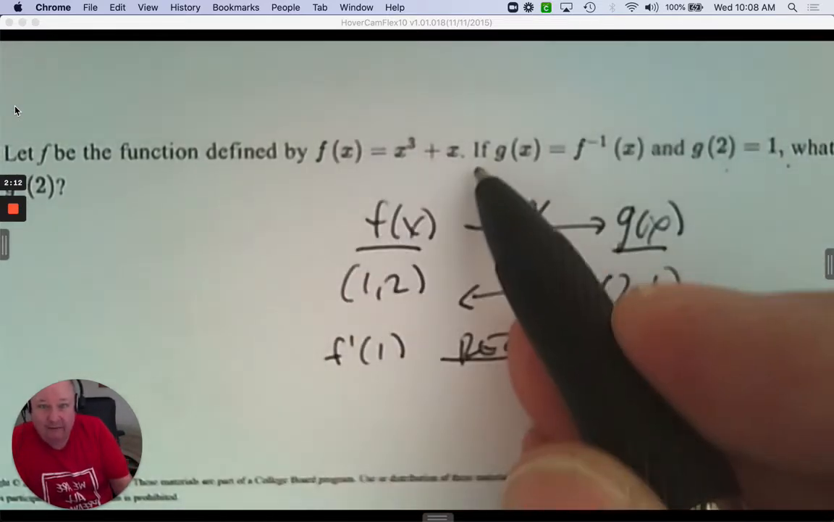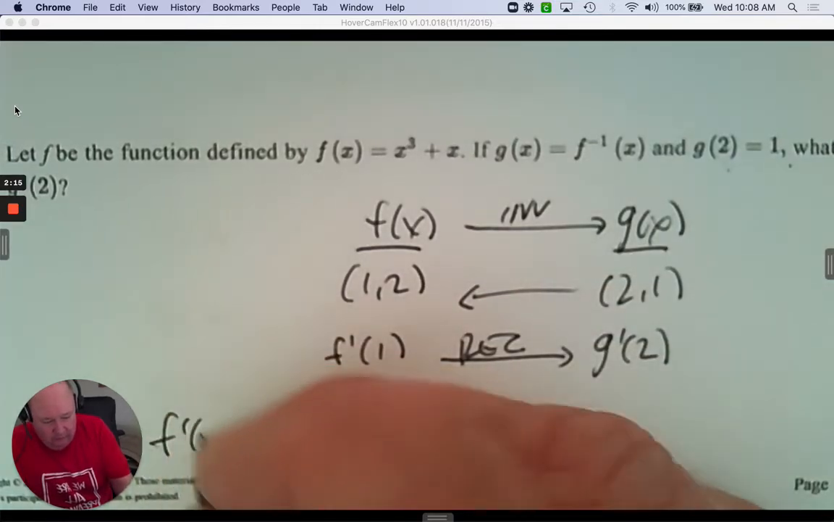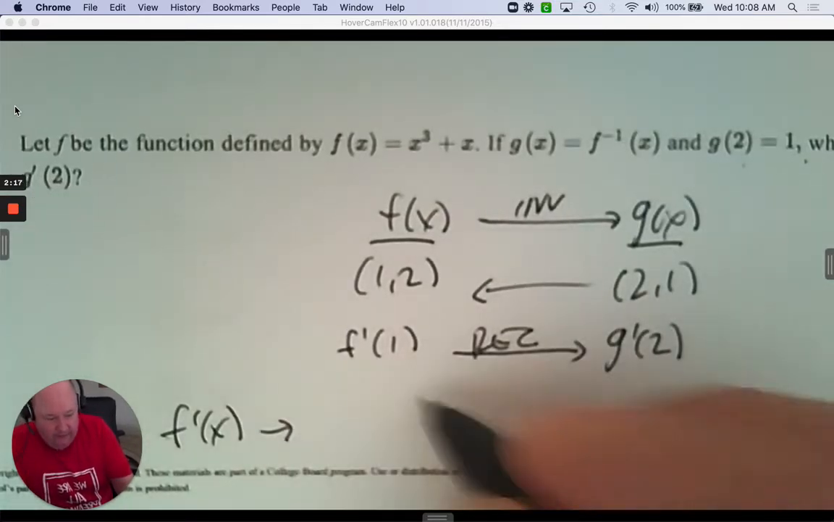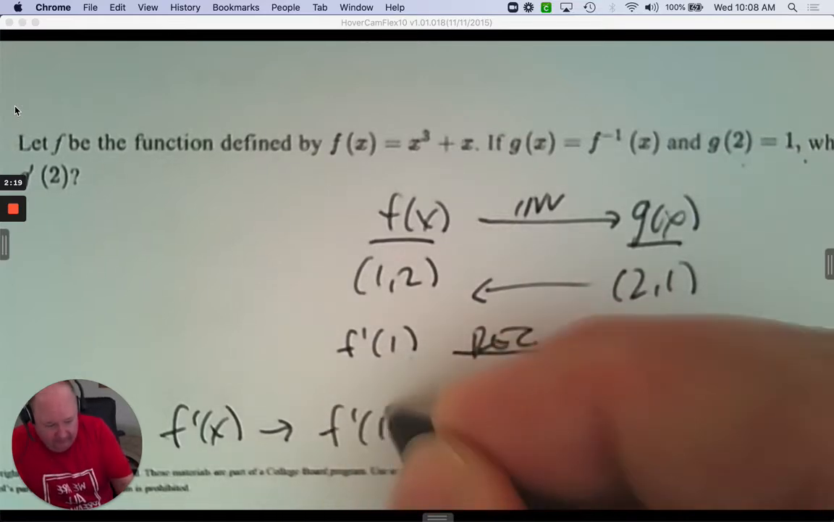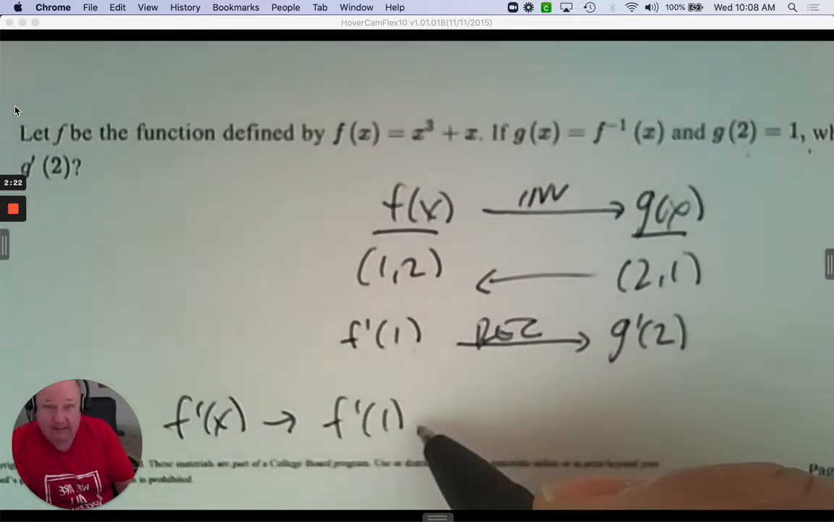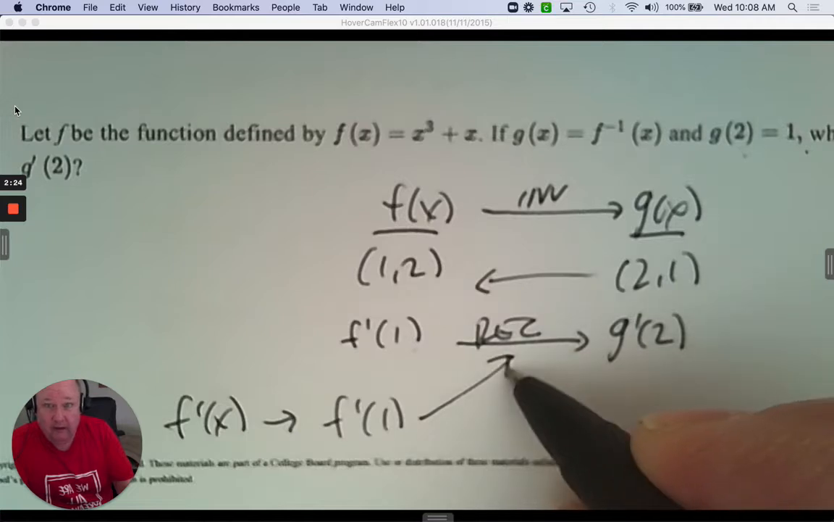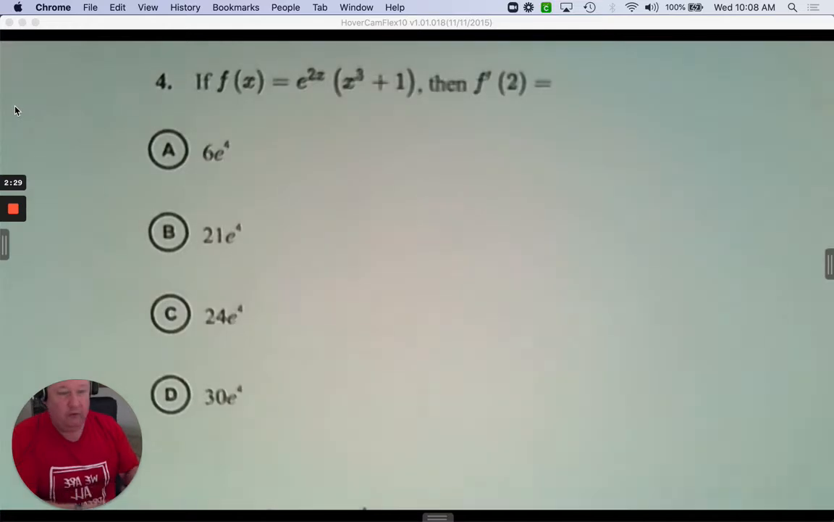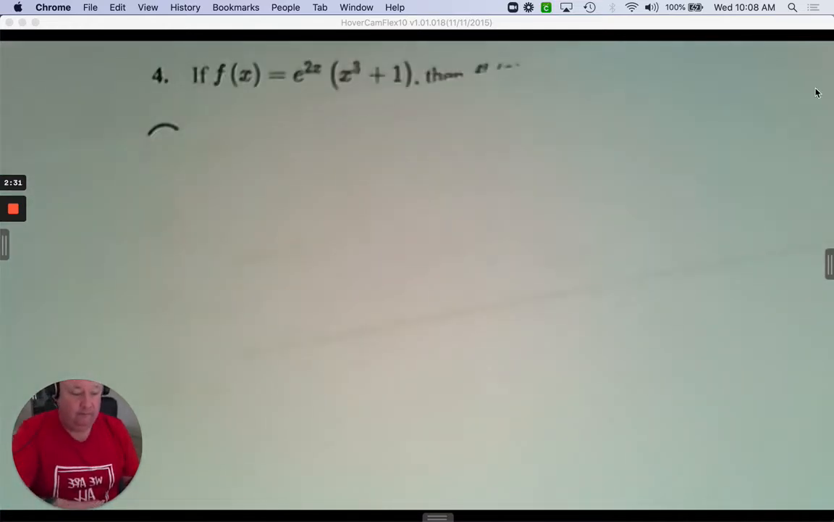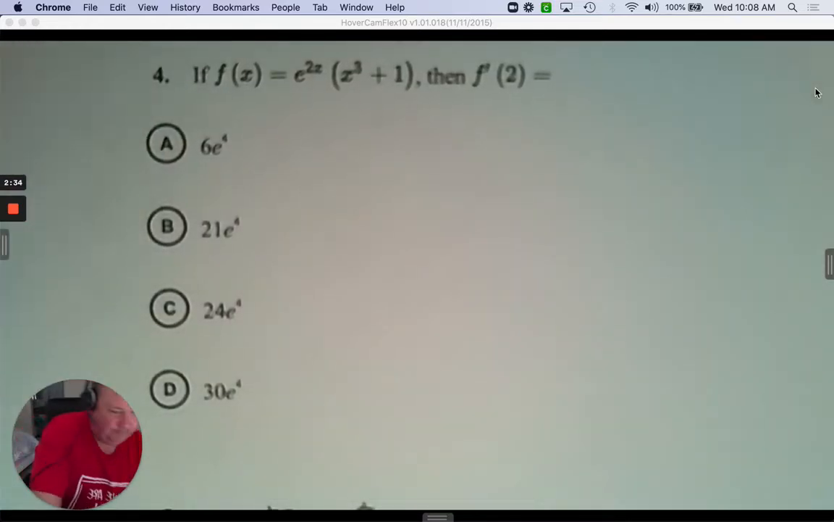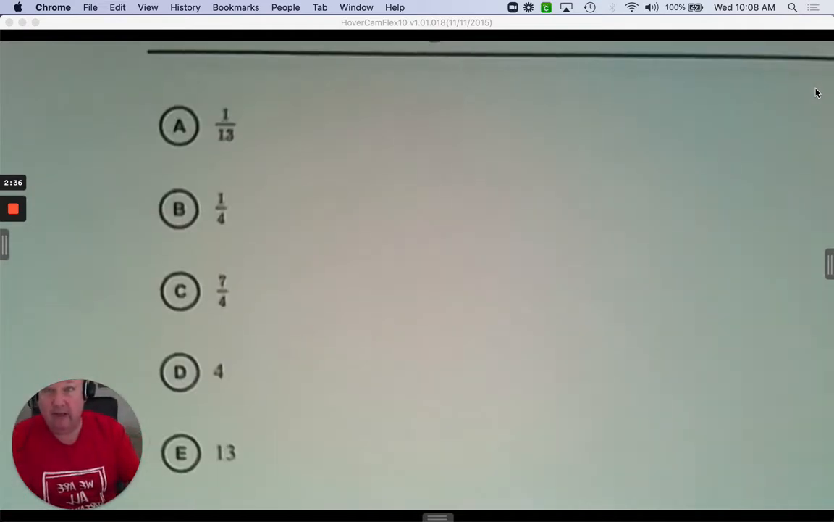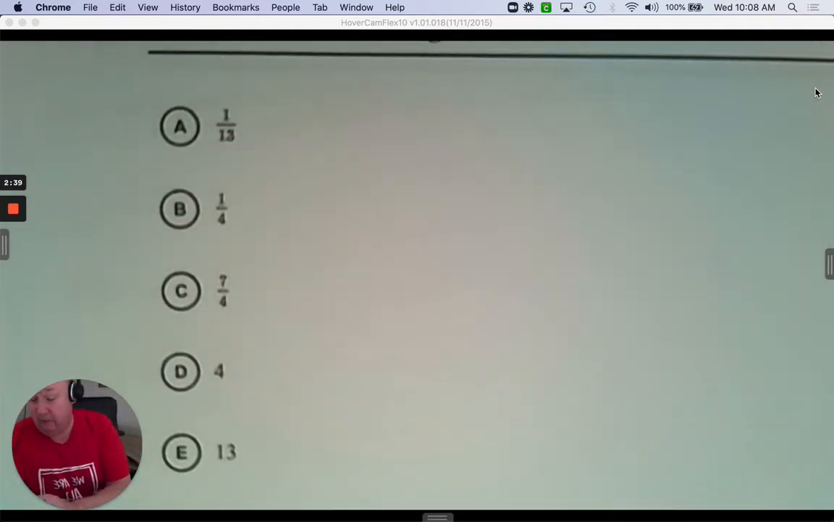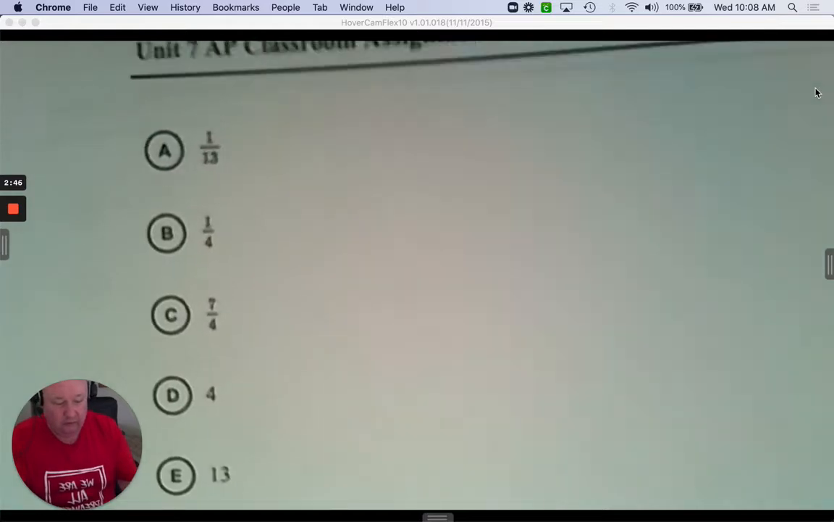So if I organize this, when I look at f at x, I want to take the derivative of f at x. I then want to plug in 1 into that derivative. And then when I get the answer, I want to do the reciprocal of that and find what the answer is. Then when you turn the page, you have these options. Again, I encourage you to print this out if you can, but if you don't have a printer, you're going to have to write out each question, solve it, and clearly show your work for each one.